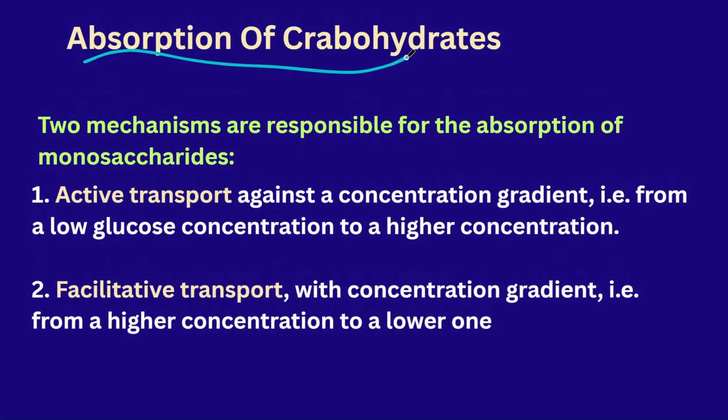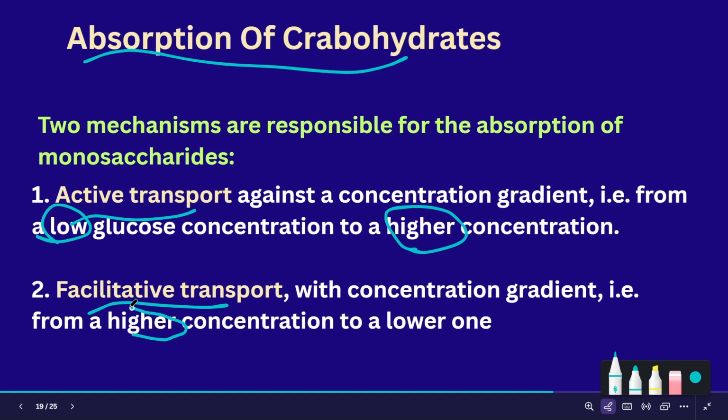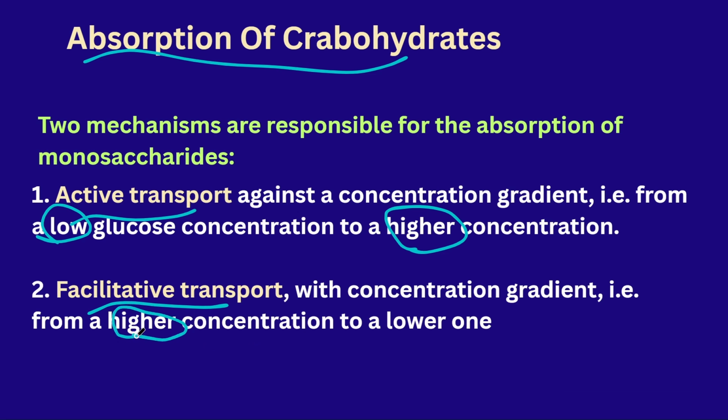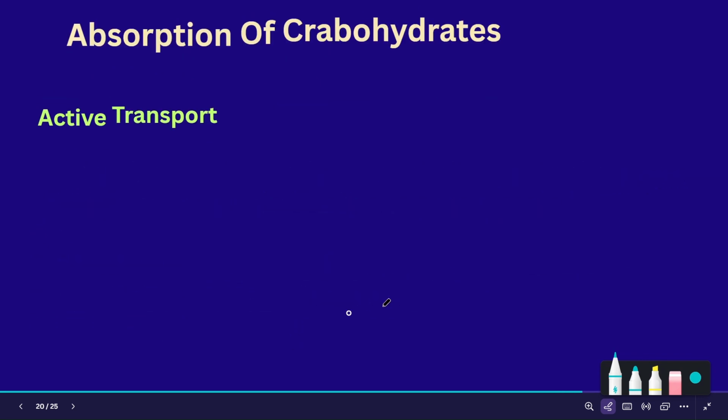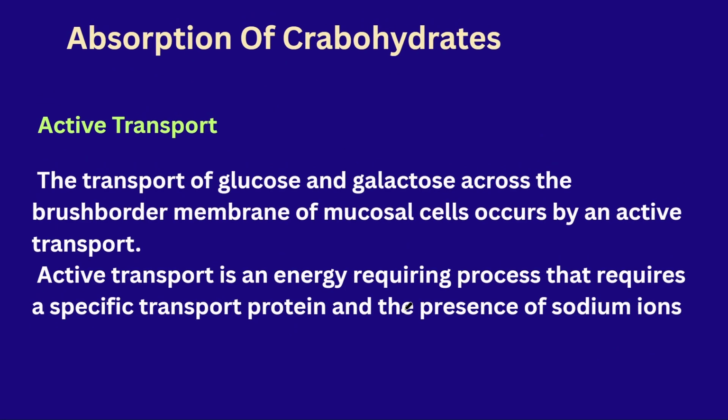Next, absorption of carbohydrates. Carbohydrates can be absorbed by active transportation and facilitated transportation. Active transportation requires energy, that is, ATP. Here, they move against the concentration gradient. In facilitated transport, the glucose will move from the higher concentration to the lower concentration. It is easy to understand, don't get confused again and again.